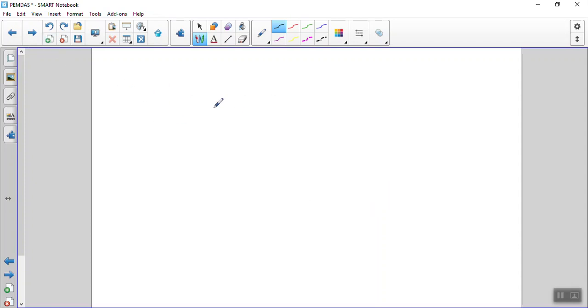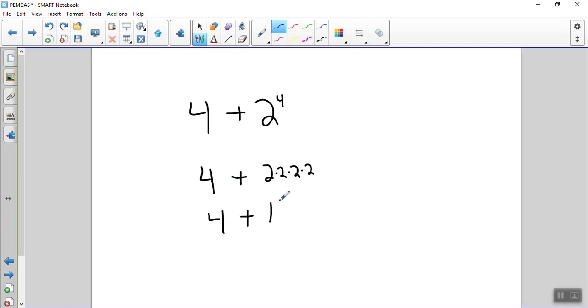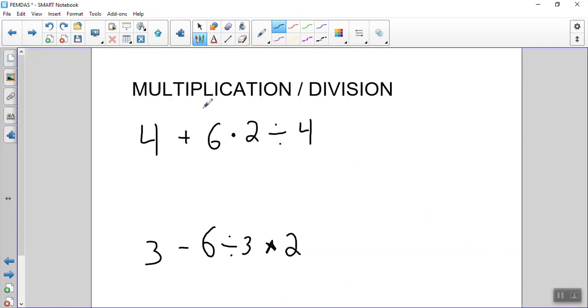So if you had a problem where it was 4 plus 2 to the 4th, you'd have to simplify 2 to the 4th before you can add the 4. So it'd be 4 plus 2 times 2 times 2 times 2. So 4 plus 16. 4 plus 16 is 20. Alright, that's the exponents, and now we're at multiplication and division.